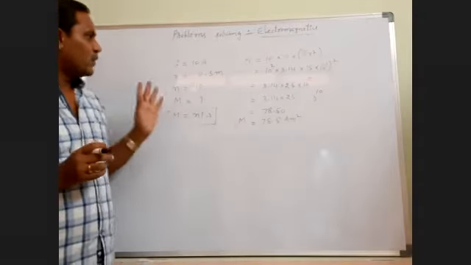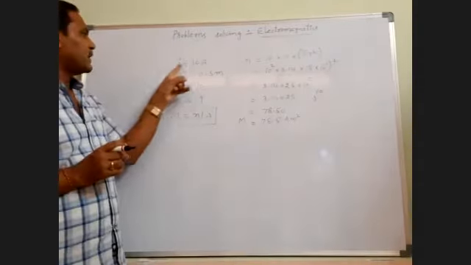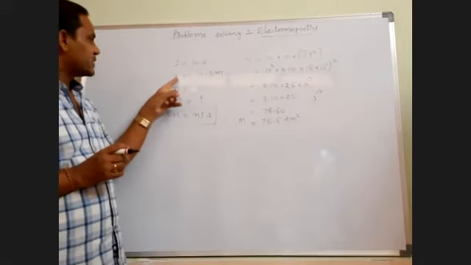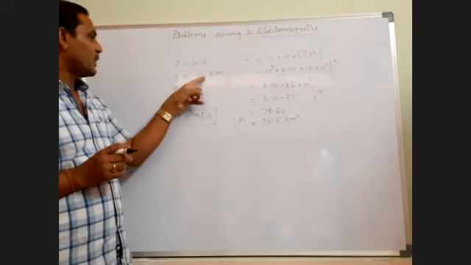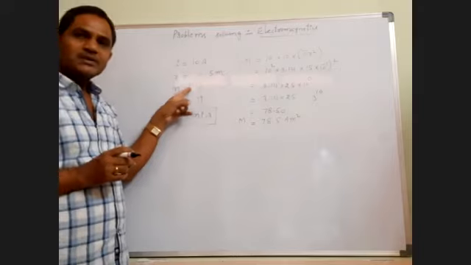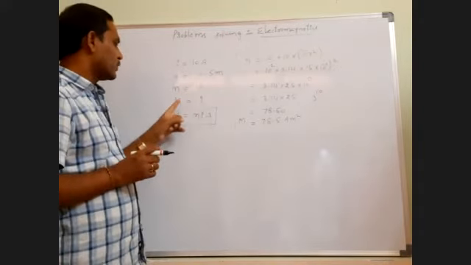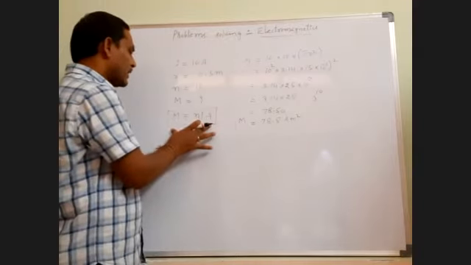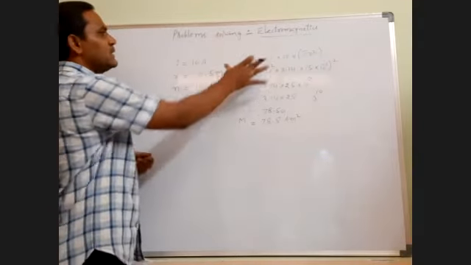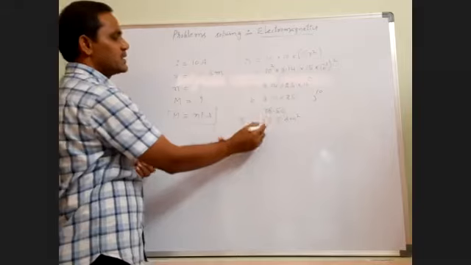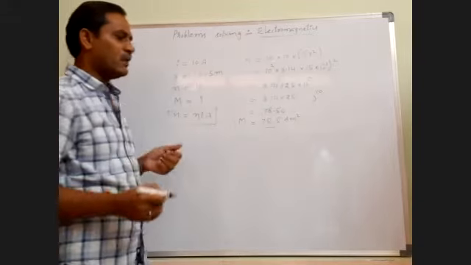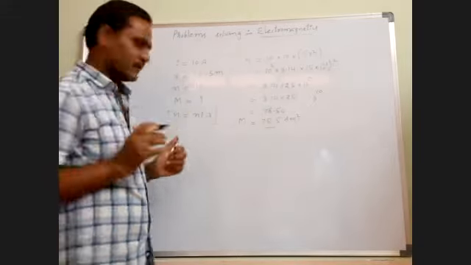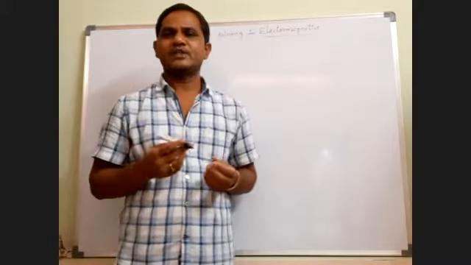Let me repeat the concept. In our problem, the data given is current 10 amps, radius of the circular loop 0.5 meter, and number of turns in the coil, and we have to calculate the magnetic moment. The formula is M equal to NIA. We substituted the values, and the answer is 78.5 ampere meter square. Let's read the next problem.